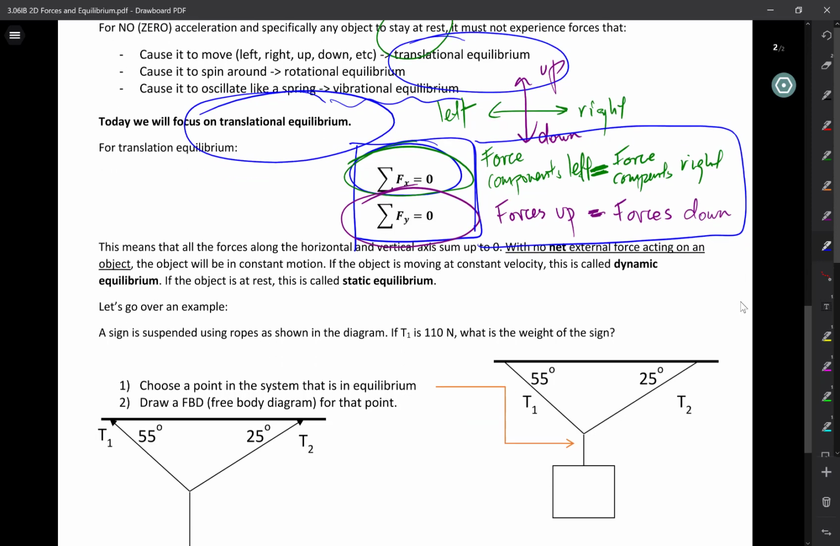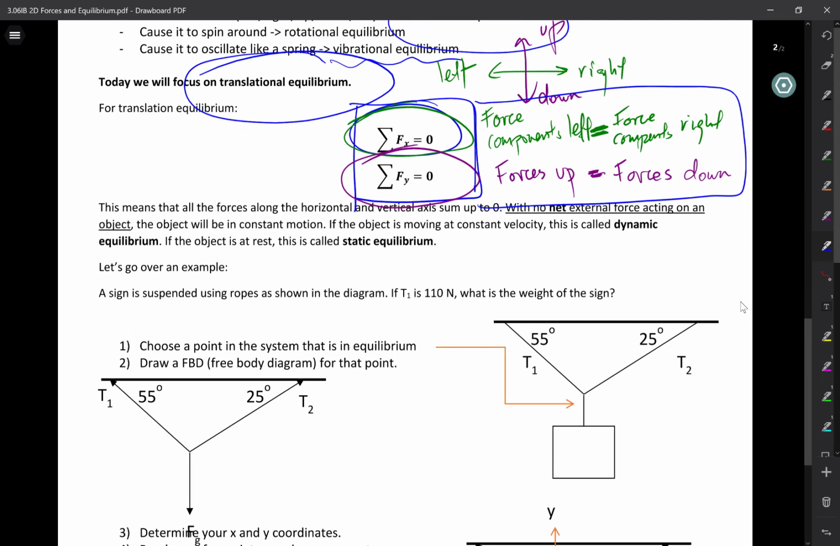Now, I've talked about how we dealt with acceleration being 0. There's actually two situations where that could happen. One of them is if an object is moving at constant motion. In that case, the object must be moving at constant velocity. The other one is the object at rest. In both cases, acceleration is 0.